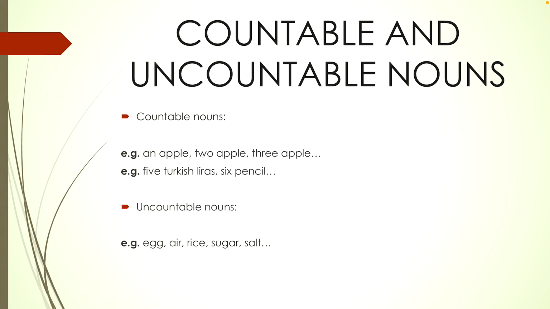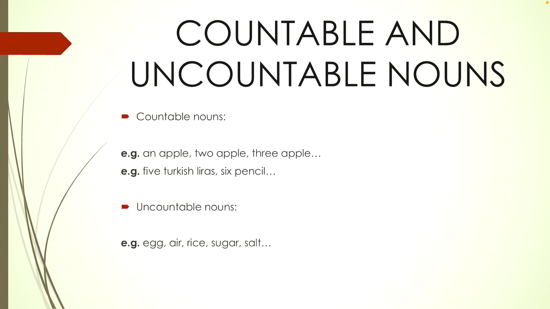And now we continue with countable and uncountable nouns. Nouns can be countable or uncountable. Countable nouns can be counted, like an apple, two apples, or three apples, etc. But uncountable nouns cannot be counted. For example, air, rice, water, or bread, etc.